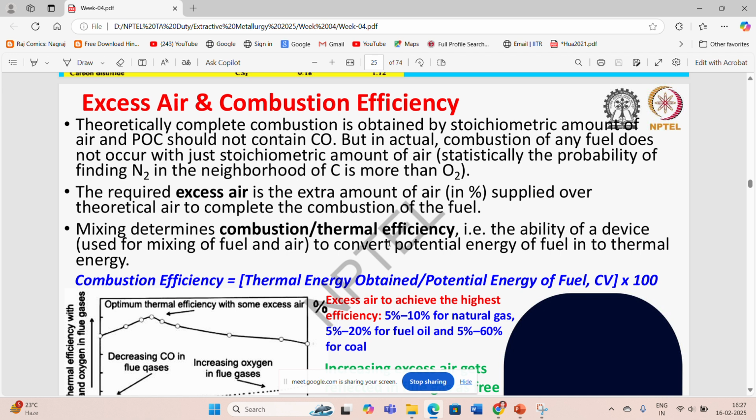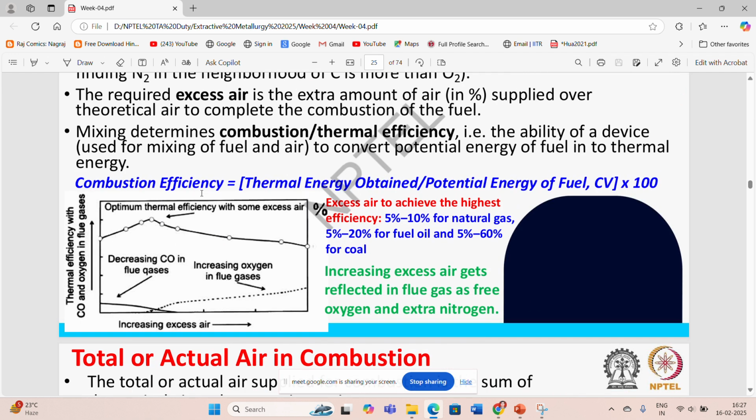So mixing determines combustion or thermal efficiency. That is the ability of a device used for mixing of fuel and air to convert potential energy of fuel into thermal energy. So combustion efficiency equals thermal energy obtained divided by potential energy of fuel in calorific value, into 100.